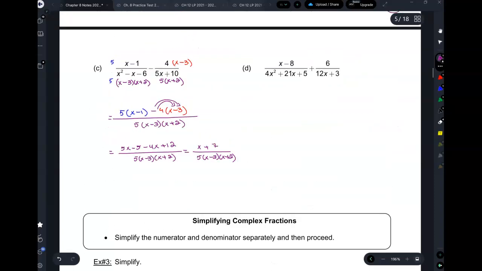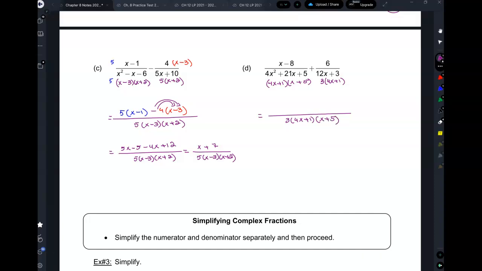Okay, so let's do this next one. So first we're going to factor. When you factor this, it becomes 4x plus 1 and x plus 5. And this becomes 3, 4x plus 1. So what's the LCD going to be? 3 times 4x plus 1 times x plus 5. Correct.